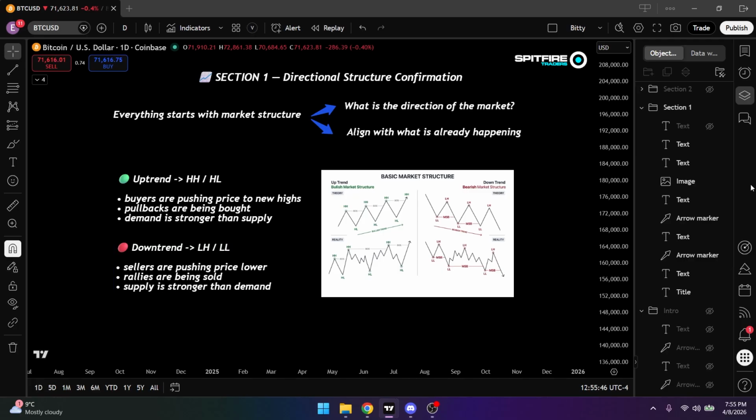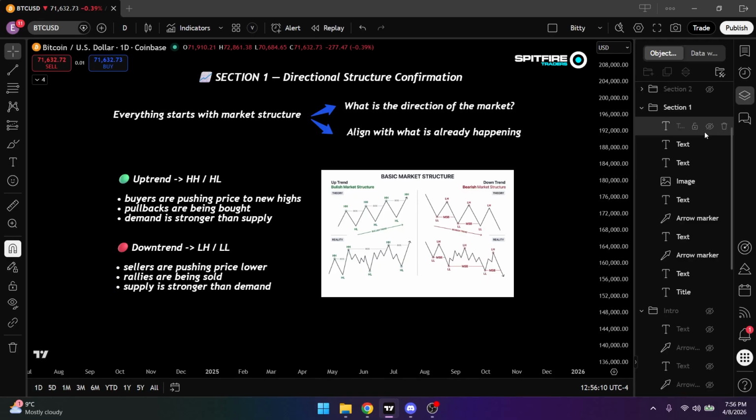A downtrend is defined by lower highs and lower lows. This means that sellers are pushing price lower, rallies are being sold, and supply is stronger than demand. So sellers are in control. Every bounce is an opportunity for the market to move lower.